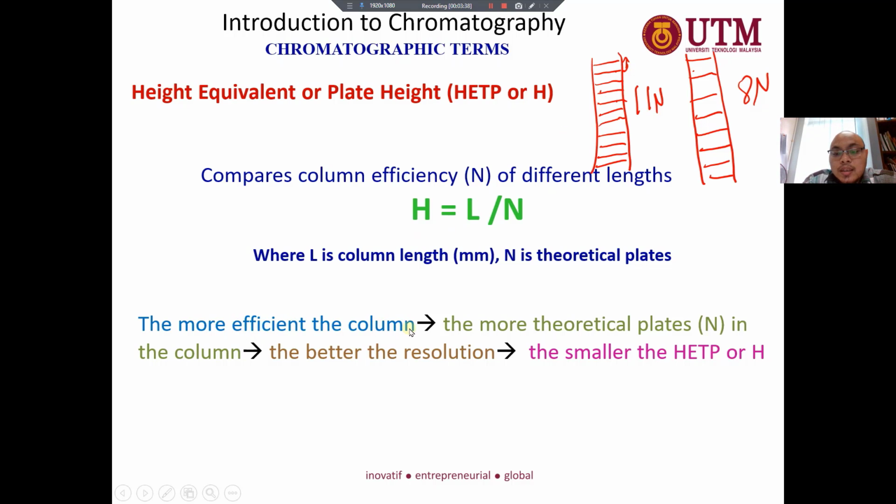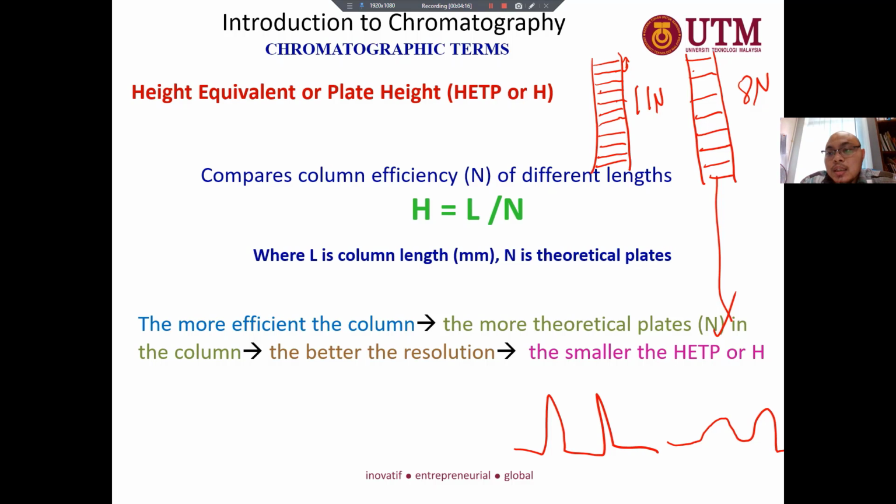Therefore, the more efficient the column, the more theoretical plates, the smaller the HETP, and it can provide better resolution. This means the peaks can get sharper. If you use this other column, your peak might be broader. So to determine the HETP, you need to measure the distance between the plates. You use the column length divided by the theoretical plate number.